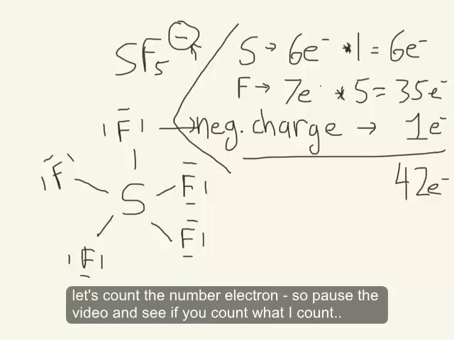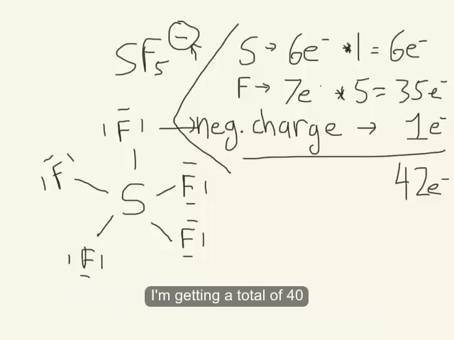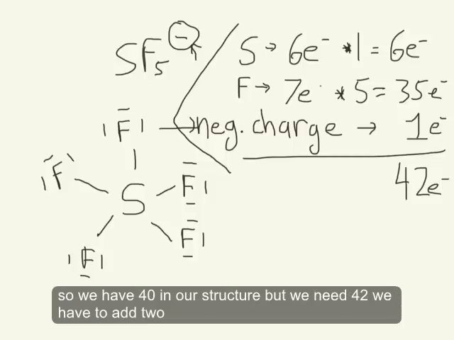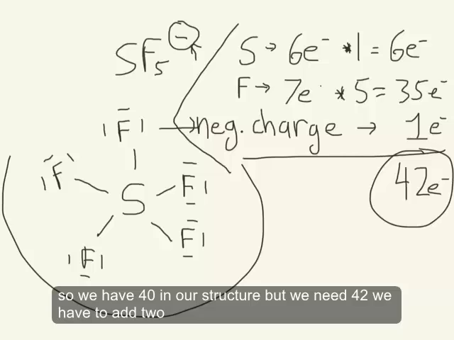And let's count the number of electrons. So pause the video and see if you count what I count. I'm getting a total of 40. 30 in the lone pairs, like these little guys, and 10 in these bonds here. So we have 40 in our Lewis dot structure, but we need 42. We have to add 2.